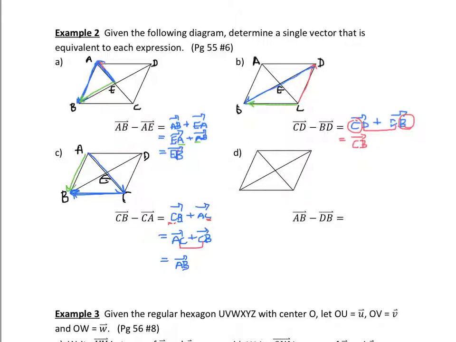Okay, we'll label the parallelogram in the last one. All right, so AB subtract DB. We're going to rewrite that as AB plus BD, so adding the opposite. And that can be simplified down to vector AD. And in our picture, we can see that AB plus BD has the resultant vector AD. So where we started to where we left off.